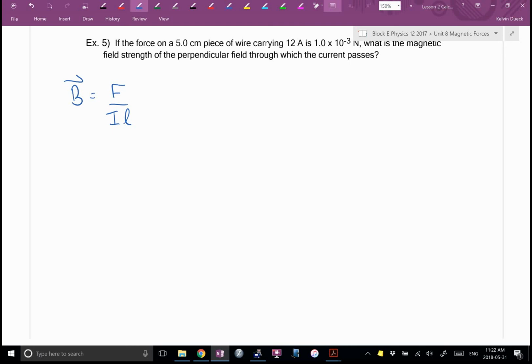Okay, we want a force of 0.001, 1 times 10 to the negative 3. I is 12, and L is 0.05. How big a magnetic field do we need?